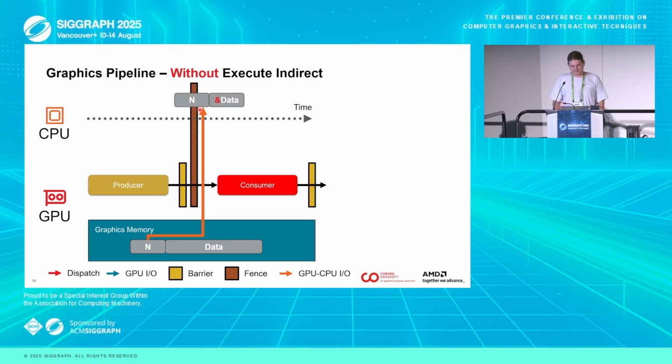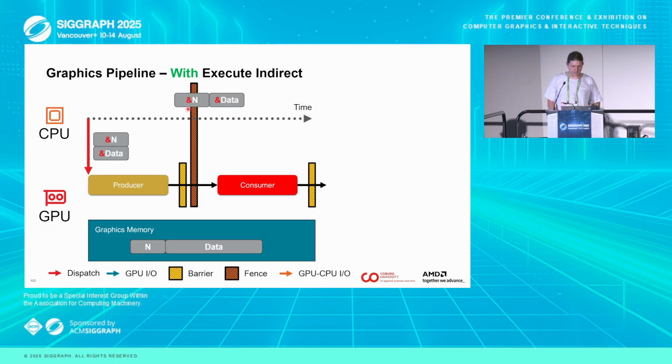And that's very expensive. So only after that can we kick off the consumer here, which is our draw call. With execute indirect, however, we only make sure that the CPU knows the memory location of this guy here. This is the little ampersand here. So CPU and GPU agree on the memory location where this n in the data is written into, and we pass this to the producer so the producer can do its job.